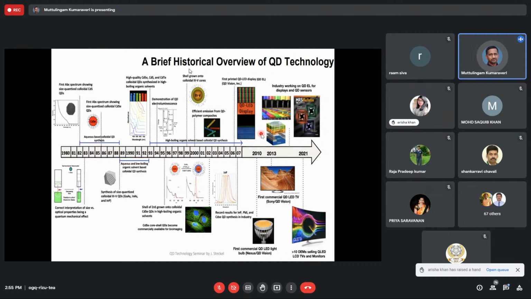In 2013, they began commercializing quantum dots, and in 2021 they made LCD TVs with a QD filter. I have already talked about this application, so I'm not going to talk about it now.